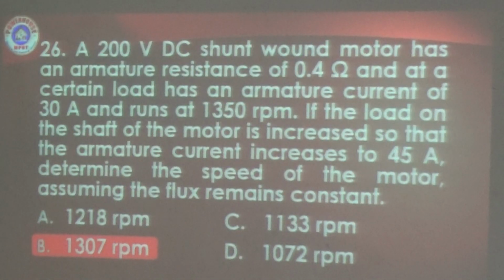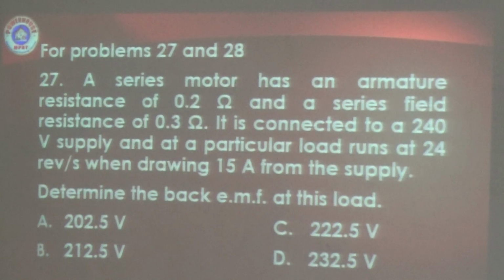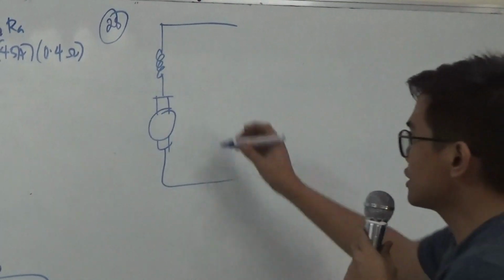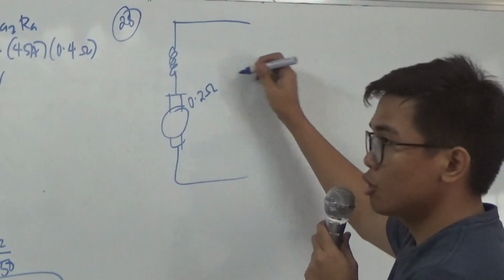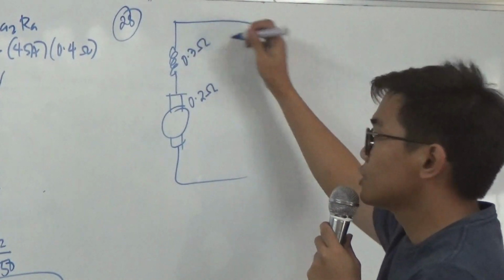Question 27. For 27 and 28, a series motor. So series motor, meron tayong series field and yung motor has an armature resistance of 0.2 ohms and series field resistance of 0.3 ohms.